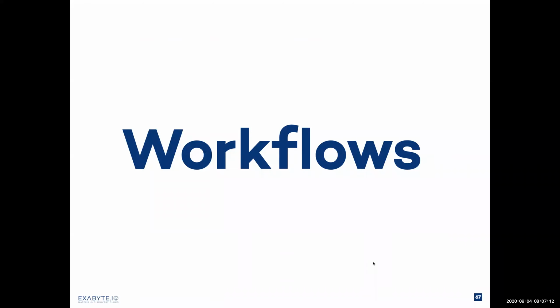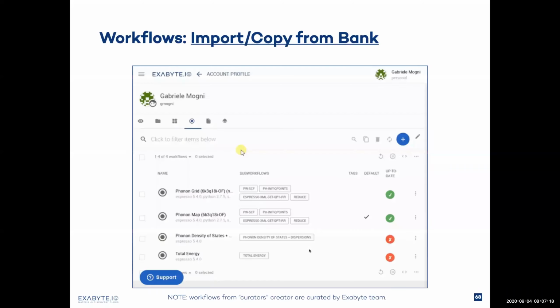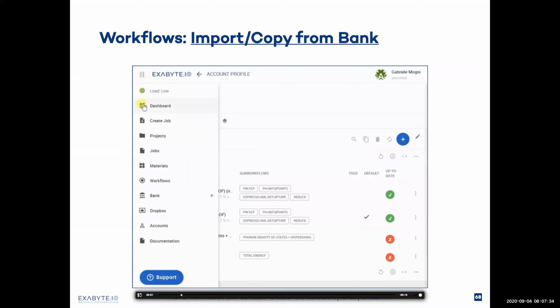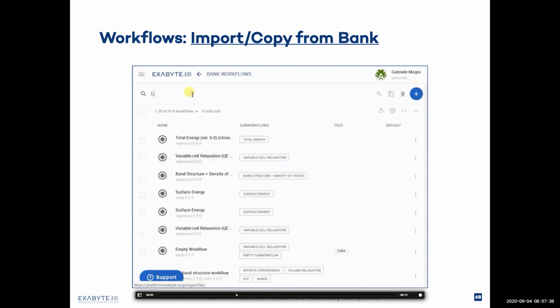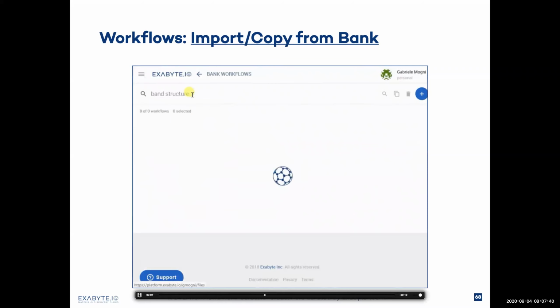Okay, now let's continue and speak about the second type of entities, simulation workflows. And just like with materials, there is an option to copy or import workflows from bank. And that's what we would recommend as the first option. So when users just create an account, we recommend going to the workflows bank by navigating to it through the left-hand sidebar and searching for the desired properties.